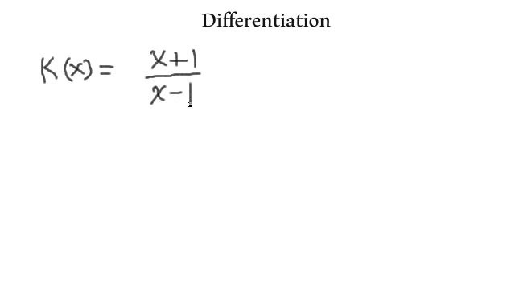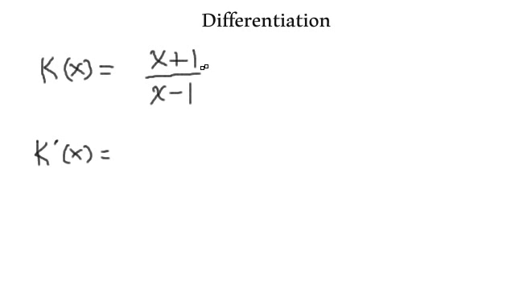Okay, we're still going to be working some problems here, demonstrating the quotient rule. So we have k of x is equal to x plus 1 over x minus 1. Alright, so we want to find k prime of x.